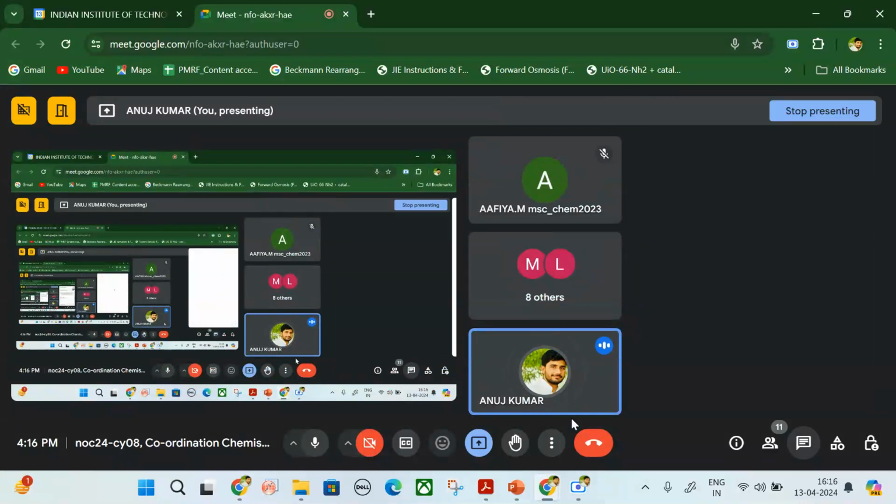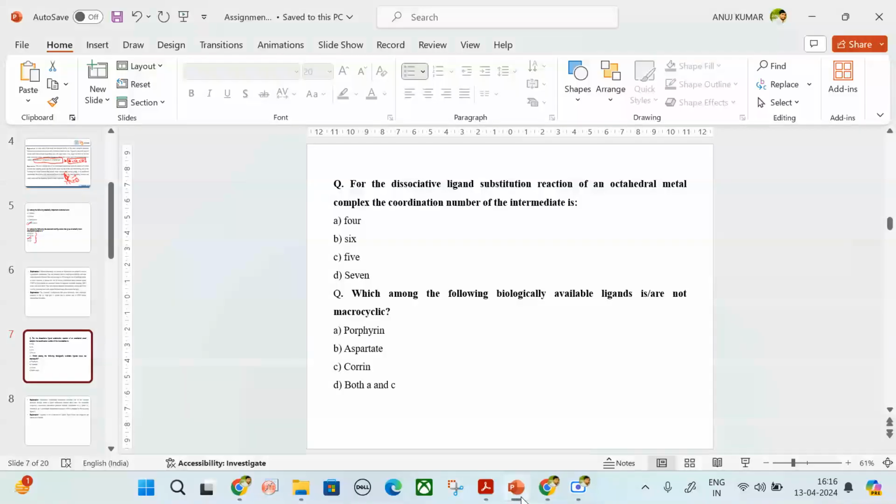Yeah. So first one is C. Okay. And what about the second one? In case of octahedral, if it is dissociating, the coordination number will be minus 1. That is 6 minus 1 equal to 5. So square pyramidal structure you can have, right? Or you can say trigonal bipyramidal. But the coordination number is 5 only.